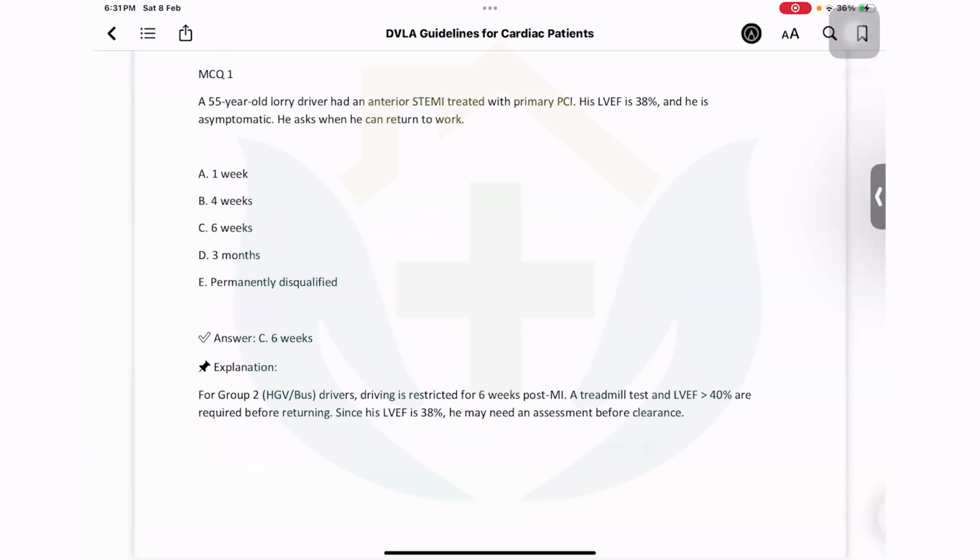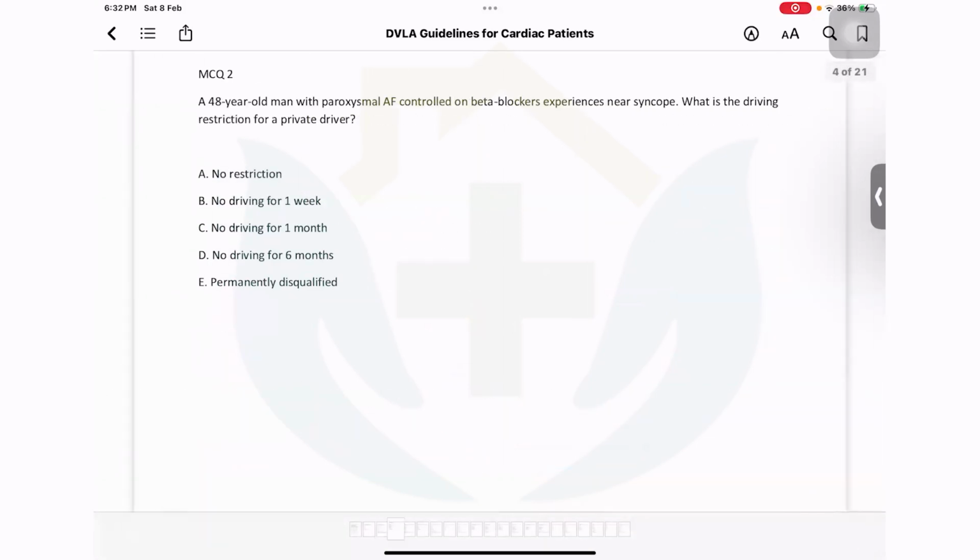So for group 2, that is a lorry driver, driving is restricted for 6 weeks post MI. A treadmill test and LVEF 40% are required before returning. Since his EF is 38%, he may need an assessment before clearance. He might need a relicensing.